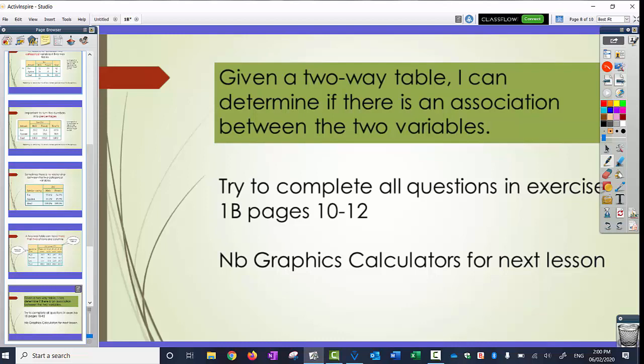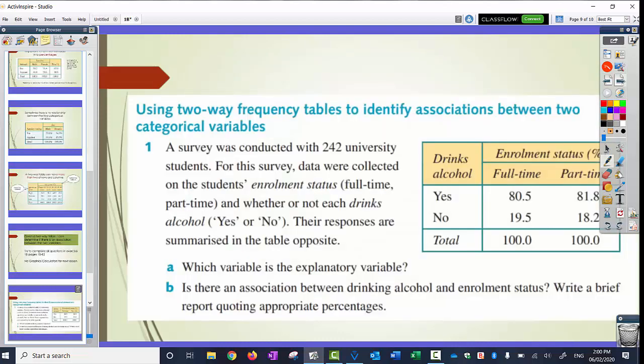And now we're ready for the exercise 1B, I think, which starts off with that question there. Using two-way frequency tables to identify associations between two categorical variables. If I get you to look at that just while I do the roll, then we'll see if we need any help. So we've got 242 students. They've already been turned into percentages, you see. 100, 100. Enrollment status and whether or not they drink alcohol. So the explanatory variable was enrollment status.